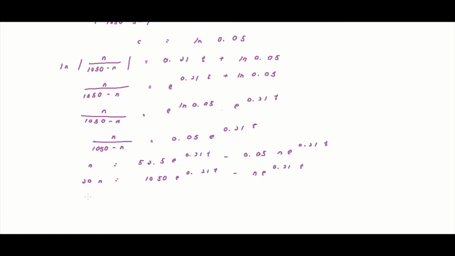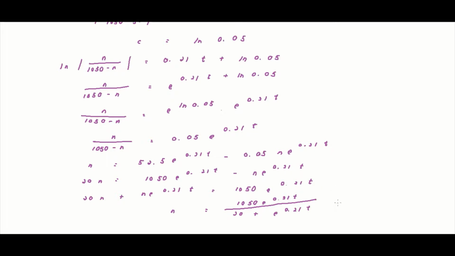Okay, so you move it in front, then you are left with 20n plus n e to the 0.21t equals 1050 e to the 0.21t. So factorize, and you will be able to get n equals 1050 e to the 0.21t over 20 plus e to the 0.21t. Okay, is that all right? Yeah. Okay, so we move on to number C.